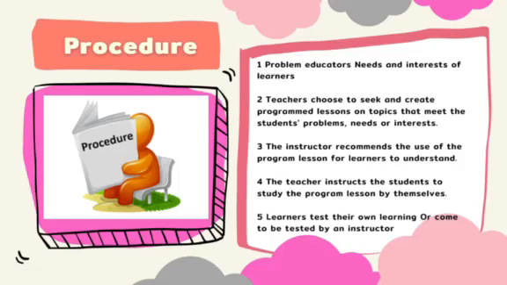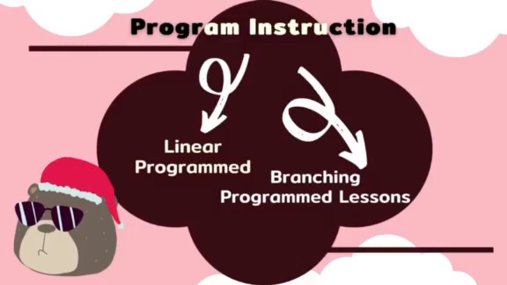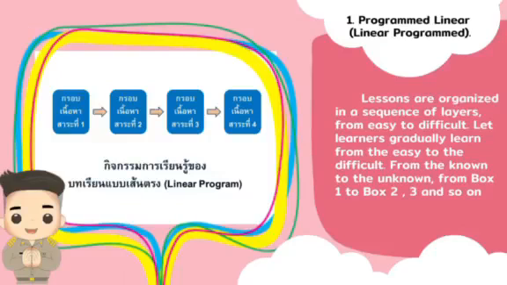And next is types of programmed instruction. The first one is linear programming. Linear programming is lessons organized in a sequence of frames from easy to difficult. Let learners gradually learn from the easy to the difficult, from the known to the unknown, from frame 1 to frame 2, 3 and so on. Before studying frame 2, the learner must answer the question in frame 1 correctly. Therefore, they can study the second frame and the next frames as well.